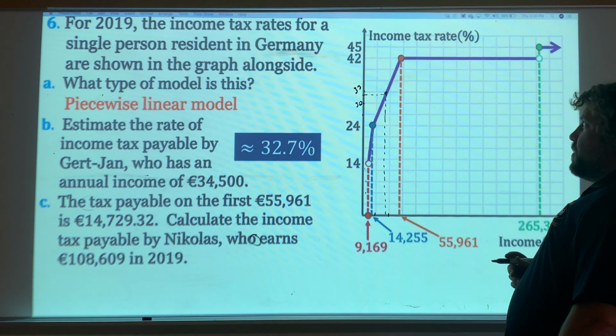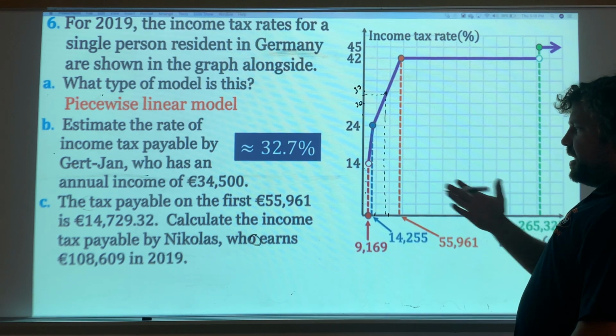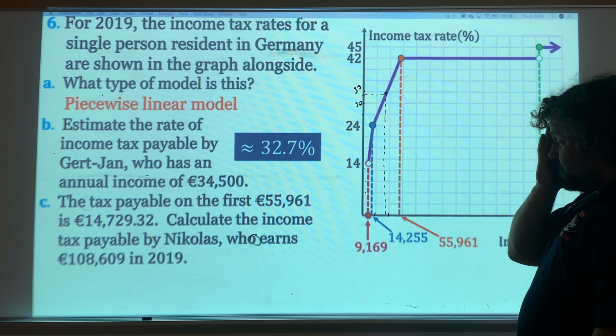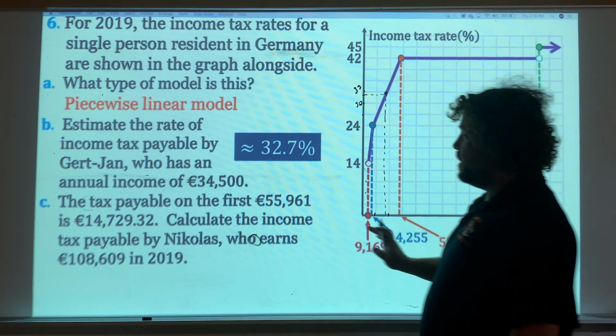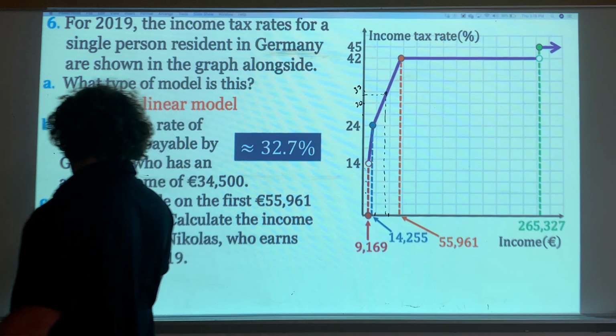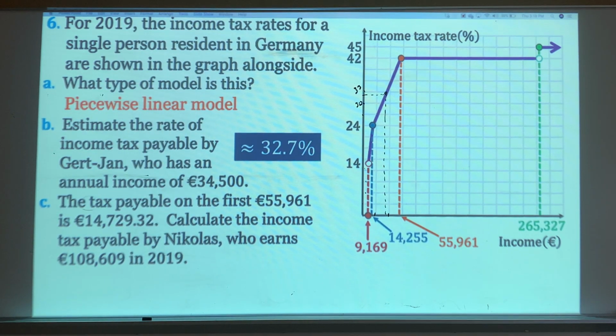The tax payable on 55,961 is 14,029.32 euros. Calculate the income tax payable on Nicholas, who earns almost twice as much in 2019. So, the income tax rate is what? That's just your rate percentages. So, what does he make?